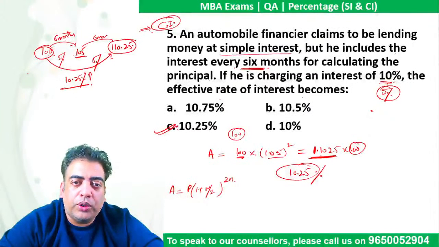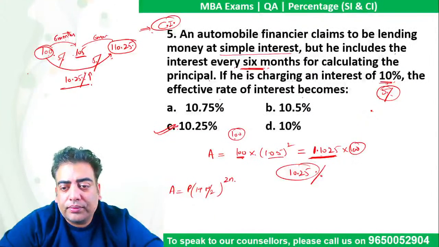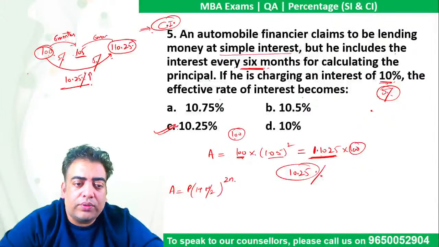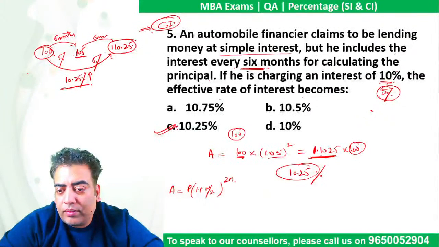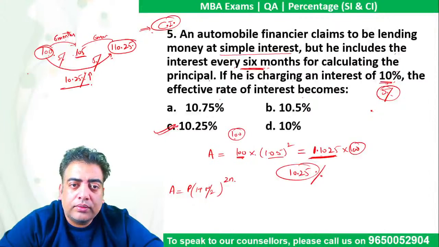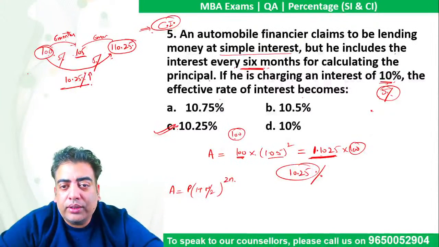That is the formula of compound interest when it is compounded half yearly, or after 6 months. It is a case of compound interest. Is it clear? We are using the formula of simple interest and compound interest. Okay, so let's move on.